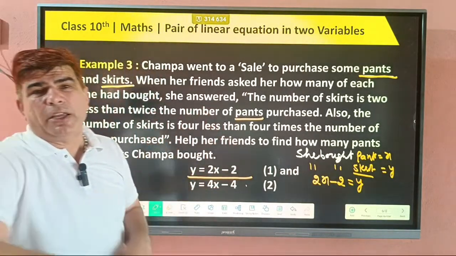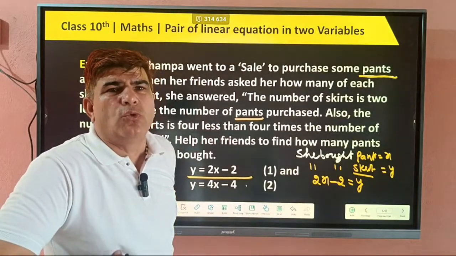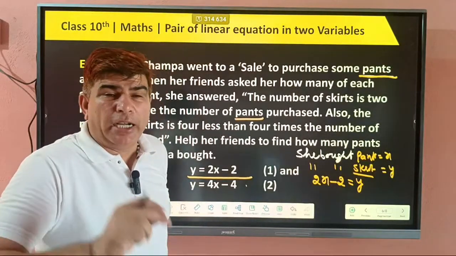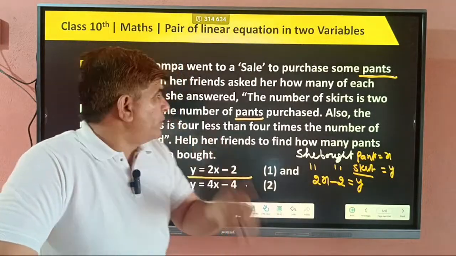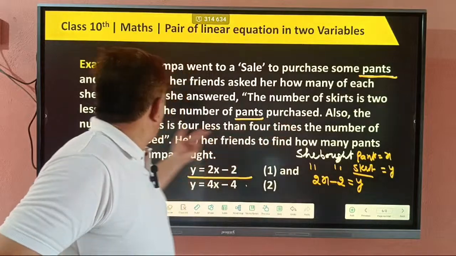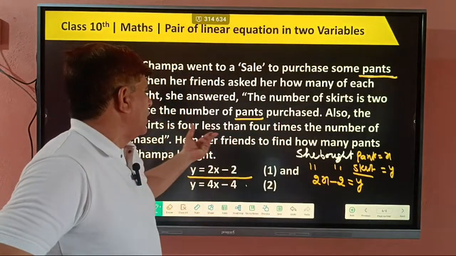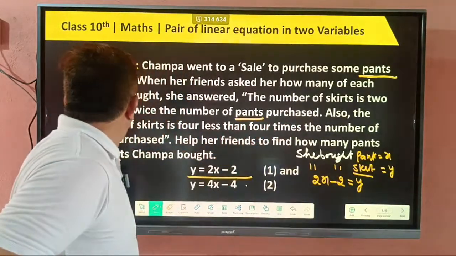So it is a pair of linear equations in 2 variables. We have 2 variables. To find their solution, what do we need? We need 2 equations. And in the second way also, the number of scripts is 4 times the number of pens.